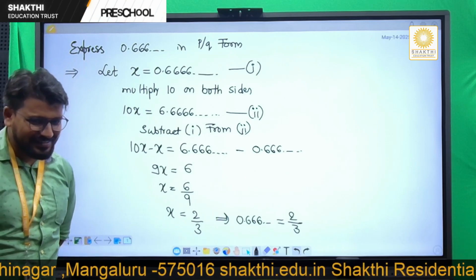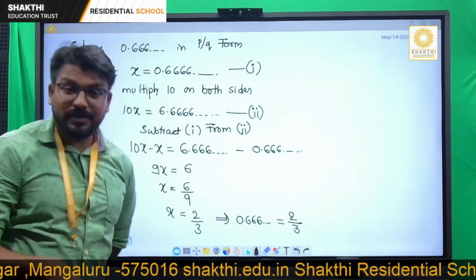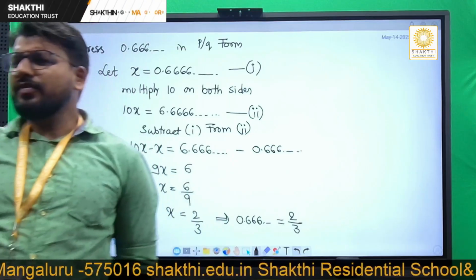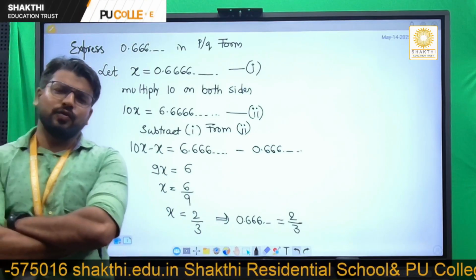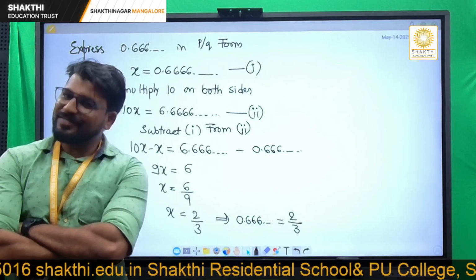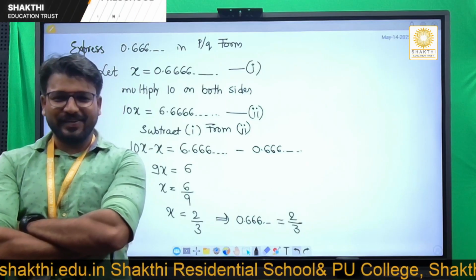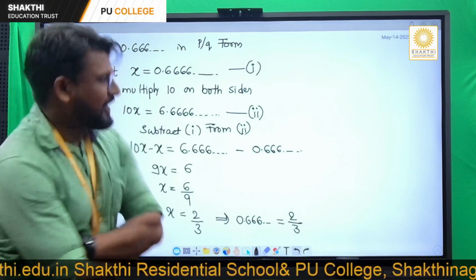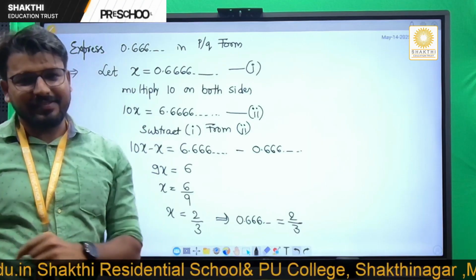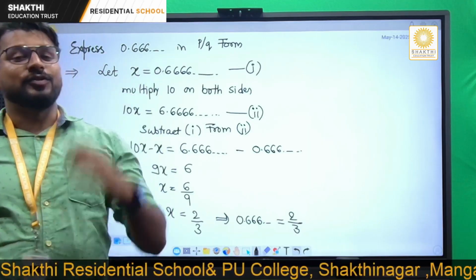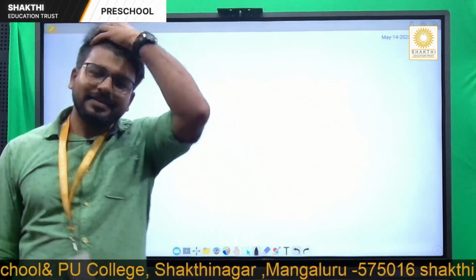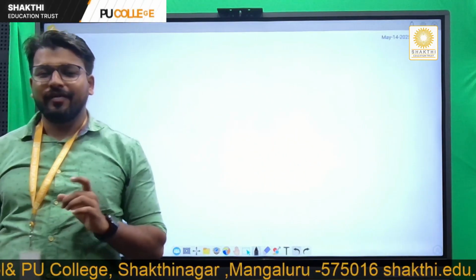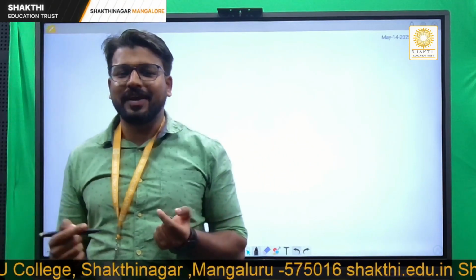Isn't it easy? Now many students ask me, sir, why did you multiply with 10 on both sides? How will I get to know that? That's a very good question. For that I'll be giving the answer in the next question. So please pause the video to note it down. Let's take one more question where you'll understand why I actually multiplied 10 on both sides.